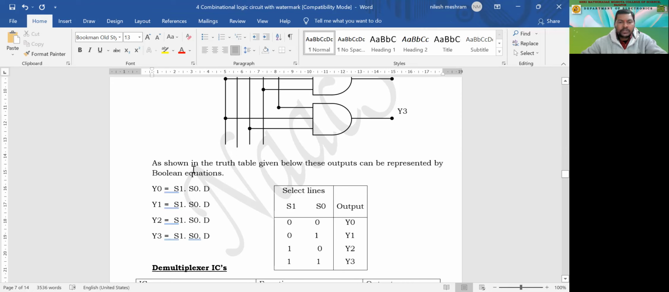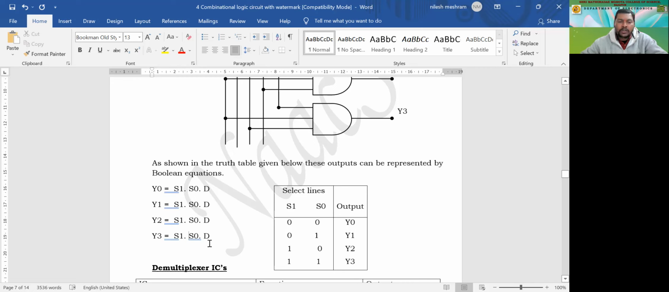So these are the equations, and we need to put bars on this side. It will be Y0 equal to S1 bar dot S0 bar dot D. Similarly, Y1 will be equal to S1 bar S0 dot D, and Y2 will be equal to S1 dot S0 bar into D.